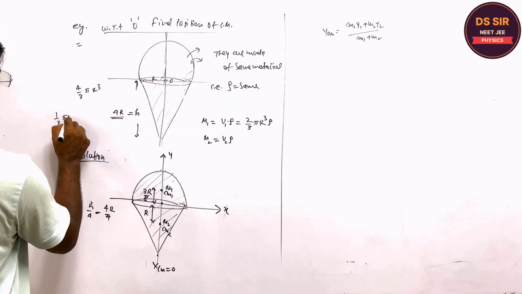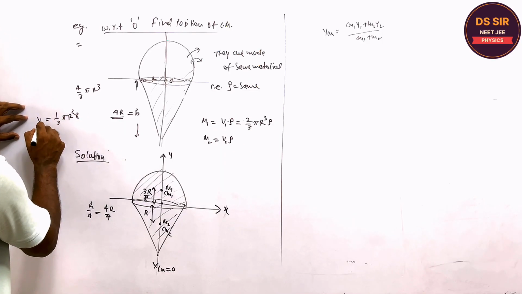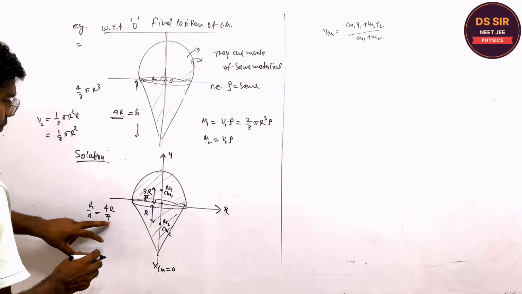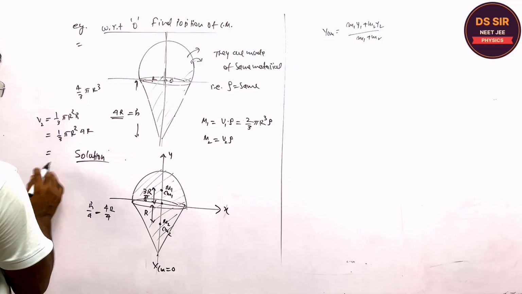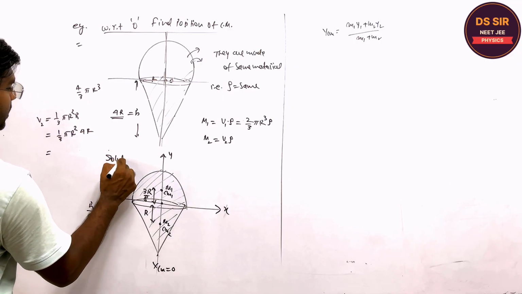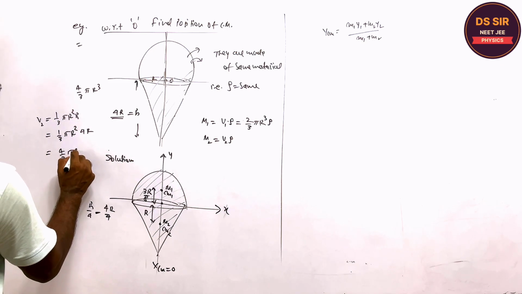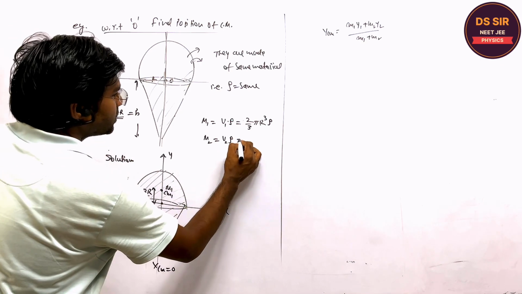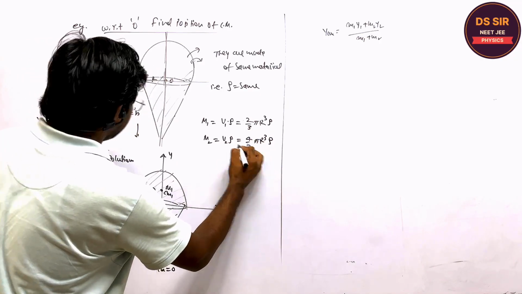1 upon 3 pi r square h. Is it clear or not? So this is the volume V2, 1 upon 3 pi r square. What is the h? Say h is 4r. Is it clear or not? So this is equal to 4 upon 3 pi r cube, 4 by 3 pi r cube into rho. Is it clear or not?